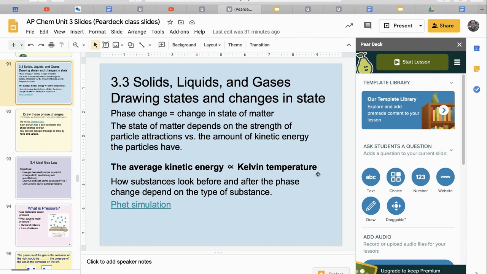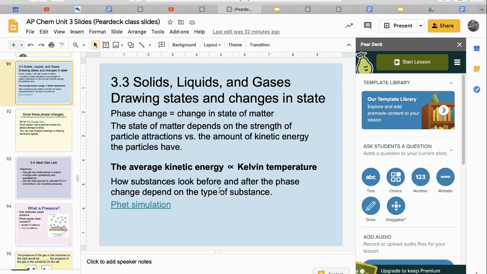One thing that you should make sure sticks in your brain is that the average kinetic energy of molecules is directly proportional to the Kelvin temperature. So depending on what the temperature is, that dictates how much average kinetic energy the molecules have. And depending on the strength of the intermolecular forces or the particle attractions, if the kinetic energy is larger than the amount of particle attraction, then those attractions will break and you will have a gas. If the kinetic energy at that temperature is not high enough to break those attractions, the substance will remain as a liquid or a solid. And we'll definitely look at this more.